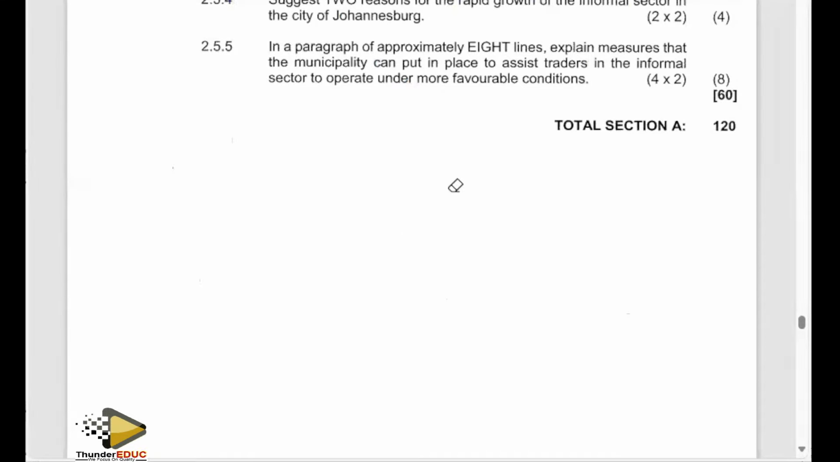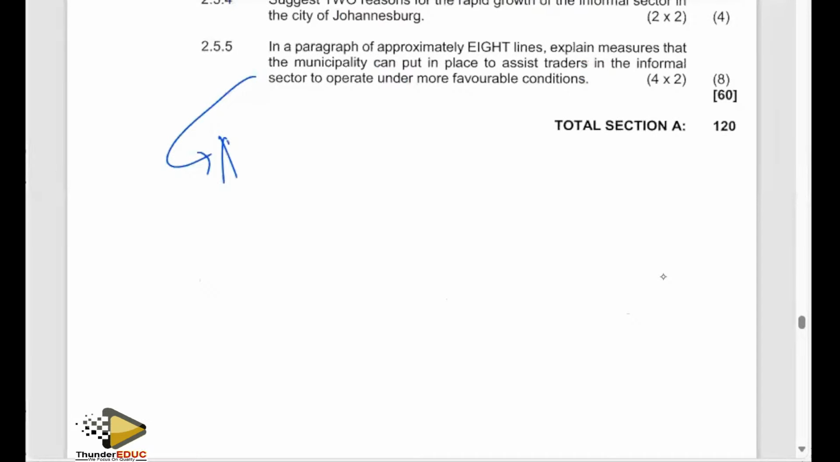Right, number 225. In a paragraph of approximately 8 lines, explain measures that the municipality can put in place to assist traders in the informal sector to operate under more favorable conditions. That is a paragraph question. What has the municipality to do to actually lessen the burden that is faced by traders in the informal sector?